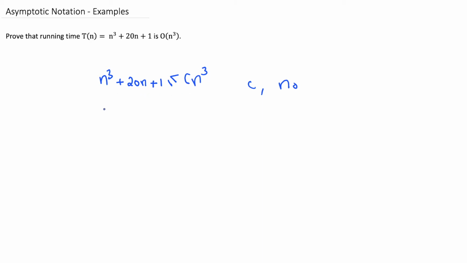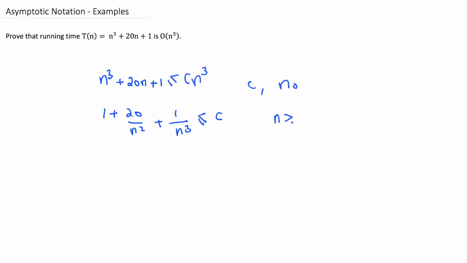So I can have the left side as 1 plus 20 divided by n square plus 1 divided by n cube, less than or equal to c. So we have to prove that this term is bounded by c. Looking at this expression, we can say that n square and n cube will be increasing whenever the value of n is greater than or equal to 1. Similarly, 20 divided by n square as well as 1 by n cube will be decreasing whenever the value of n is greater than or equal to 1.